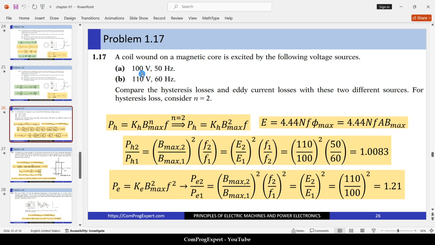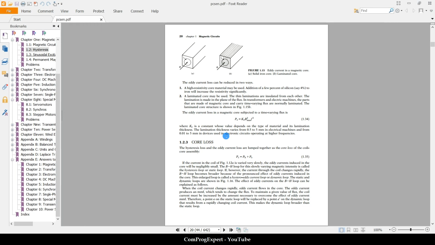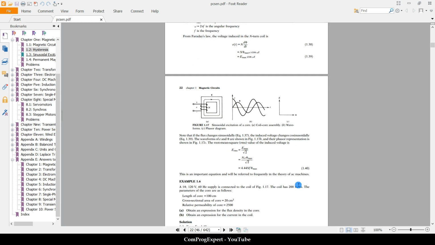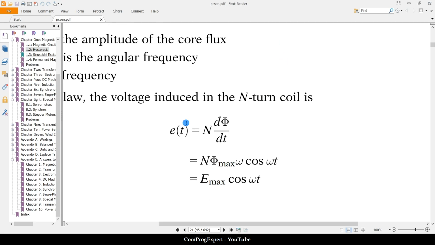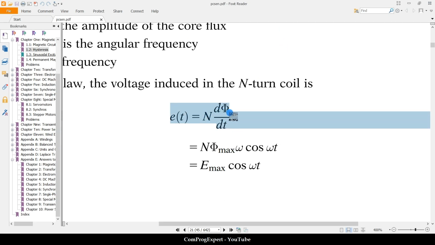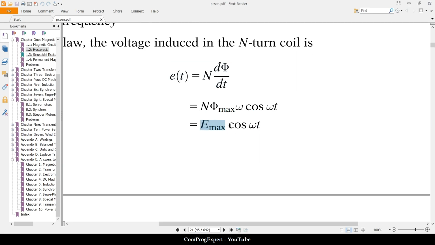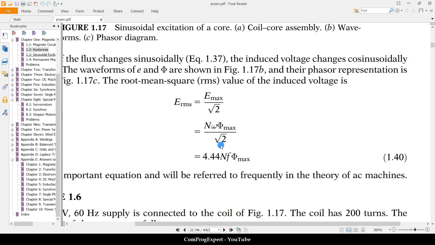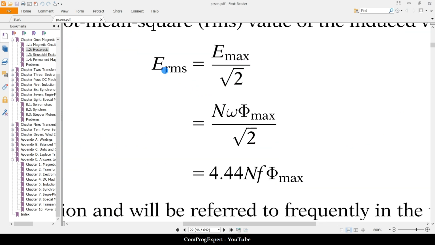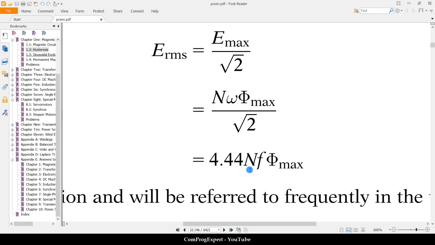We have voltages. Also, you know that we have this equation for sinusoidal excitation. Here you can see the equation of the voltage in this part, sinusoidal excitation. If we consider this flux in the core, the induced EMF is N times the derivative of the flux, which is this one, and this is the maximum value, the peak value of this induced voltage, or in terms of RMS quantities, we have this one. The RMS value of the voltage is 4.44 times N times frequency times phi max.